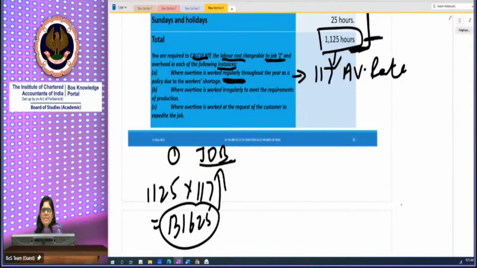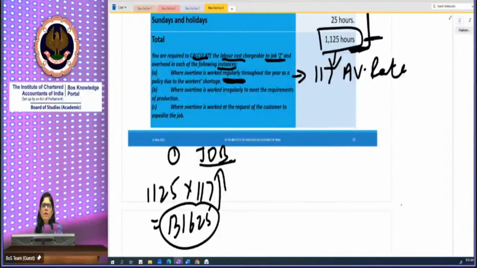All right. In the second scenario, overtime is worked irregularly to meet the requirements of production. Here, we should charge it as an overhead to that production department, not to the costing profit or loss account. Understood? Because there were some irregularities in the production, it should not be charged as a direct labor cost, but as an indirect labor cost to the production department. I hope now it's getting clear for you.